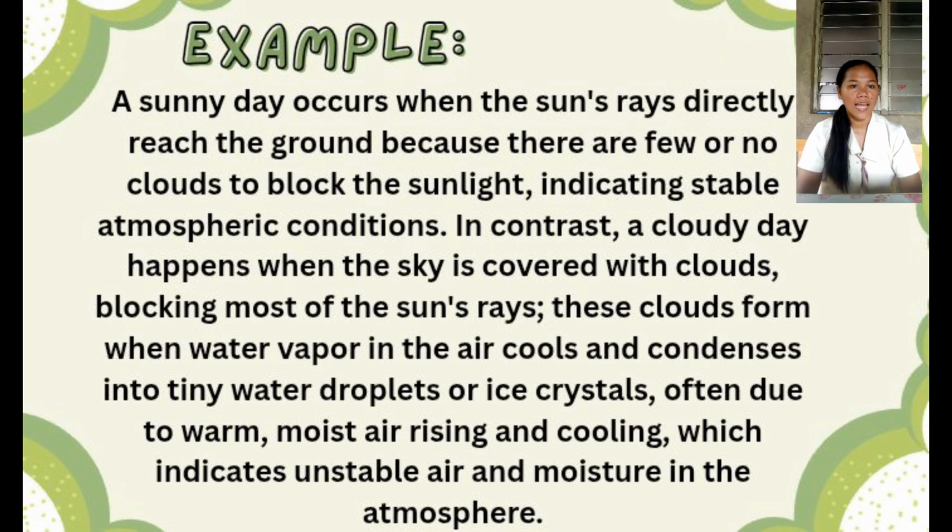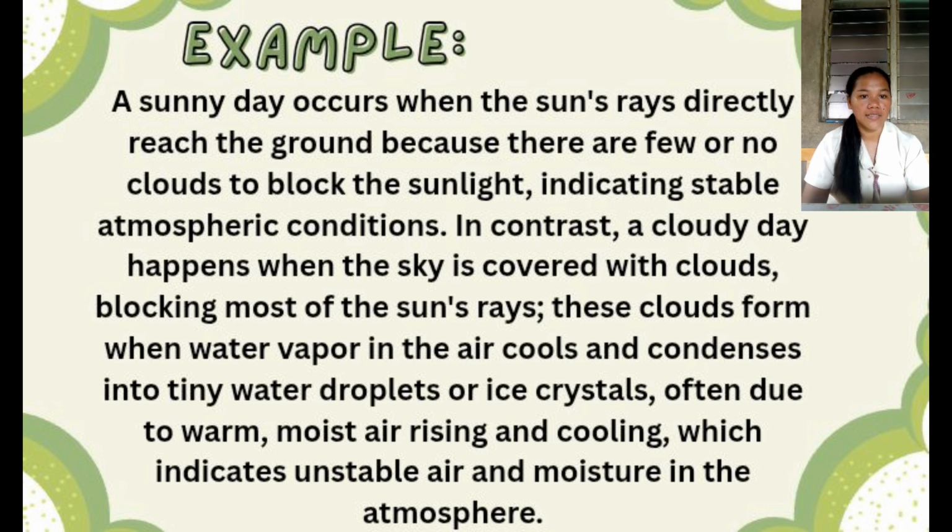For example, a sunny day occurs when the sun's rays directly reach the ground because there are few or no clouds to block the sunlight, indicating stable atmospheric conditions. In contrast, a cloudy day happens when the sky is covered with clouds, blocking most of the sun rays. These clouds form when water vapor in the air cools and condenses into tiny water droplets or ice crystals, often due to warm, moist air rising and cooling, which indicates unstable air and moisture in the atmosphere.